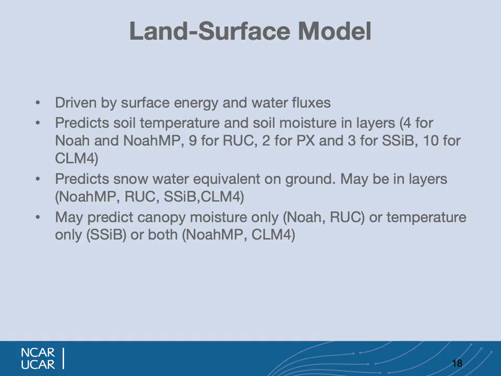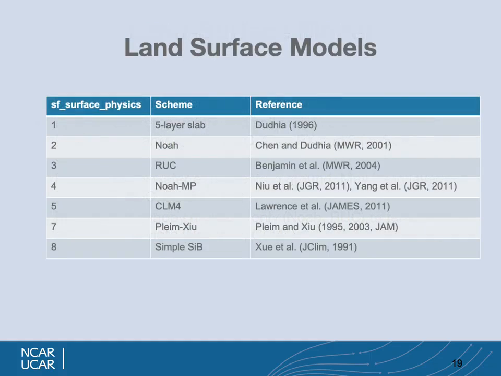Predicts snow water equivalent on the ground, or it may have that in layers as well. And it can predict either canopy moisture alone or canopy temperature alone, or both, depending which option you've chosen. So these are the land surface options in WRF. There's the 5-layer slab, which doesn't deal with soil moisture at all, just temperature. Then there's the more sophisticated land models, with NOAH-MP being the currently developed version at NCAR.